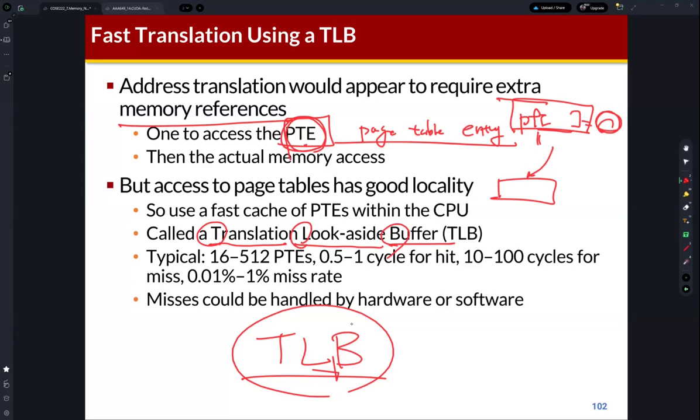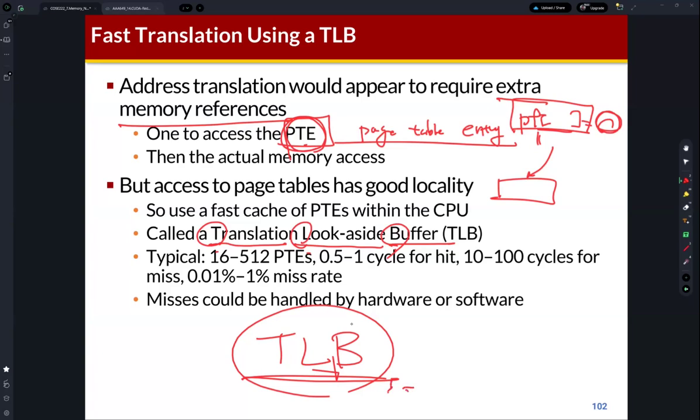We learned about the cache hierarchy, right? But this cache hierarchy is used for the normal data. For virtual memory, the CPU includes a special cache for the page table entries, and this cache is called the TLB, the translation lookaside buffer. If you read the CPU specification, you can also find the TLB configuration.